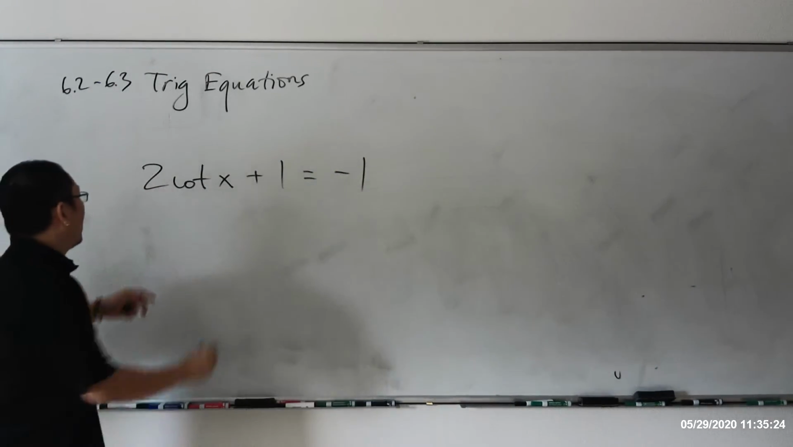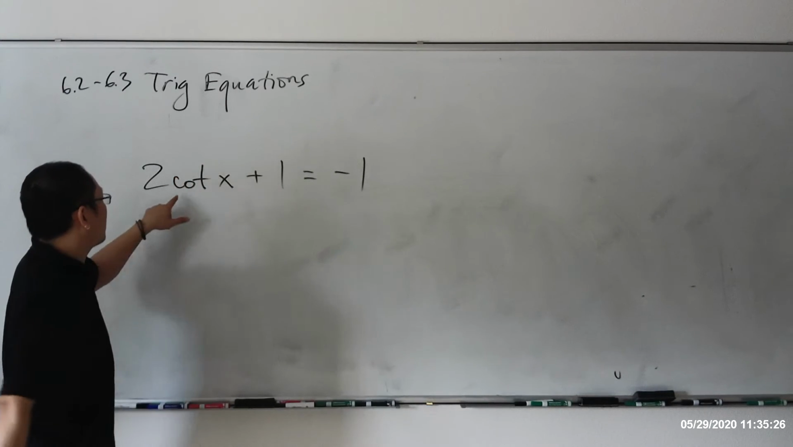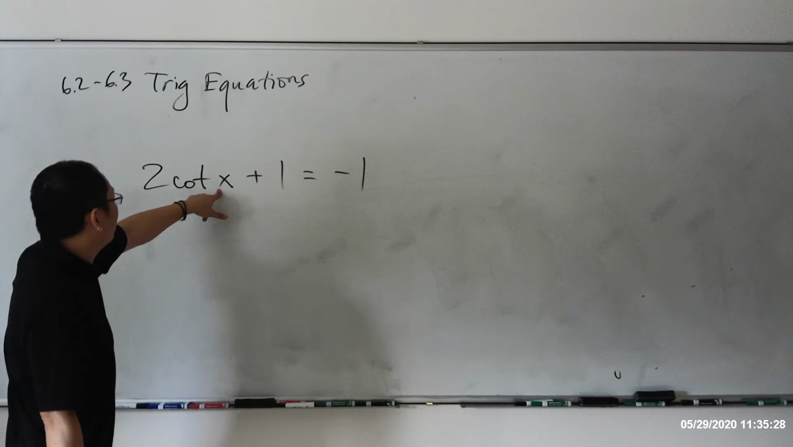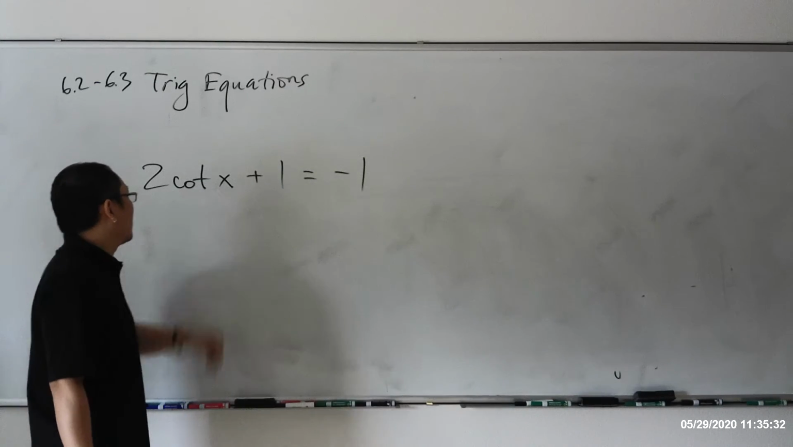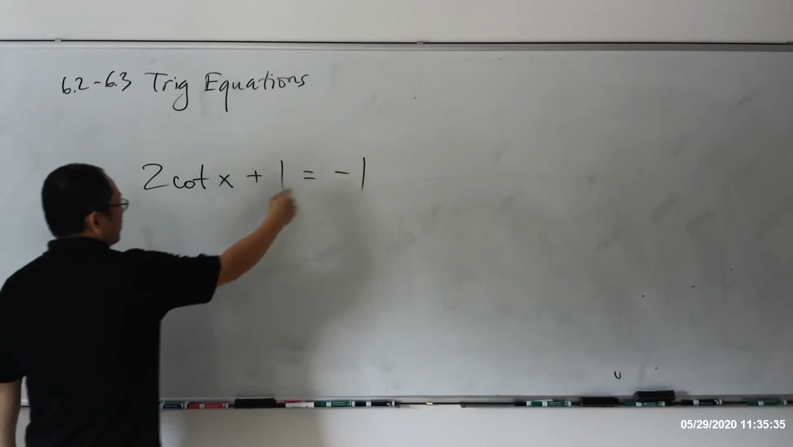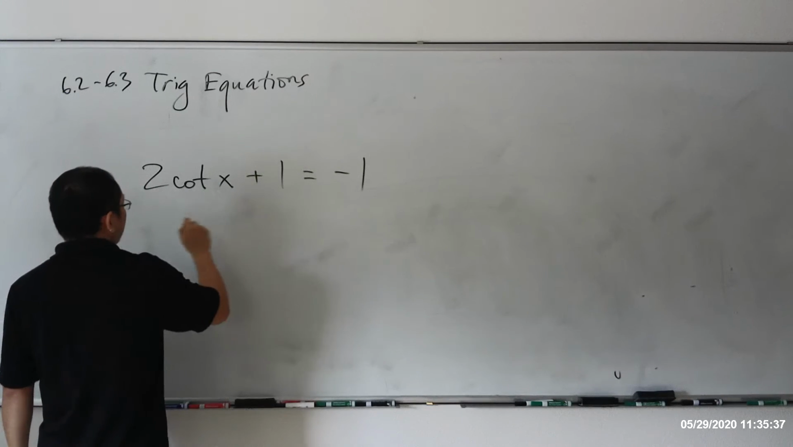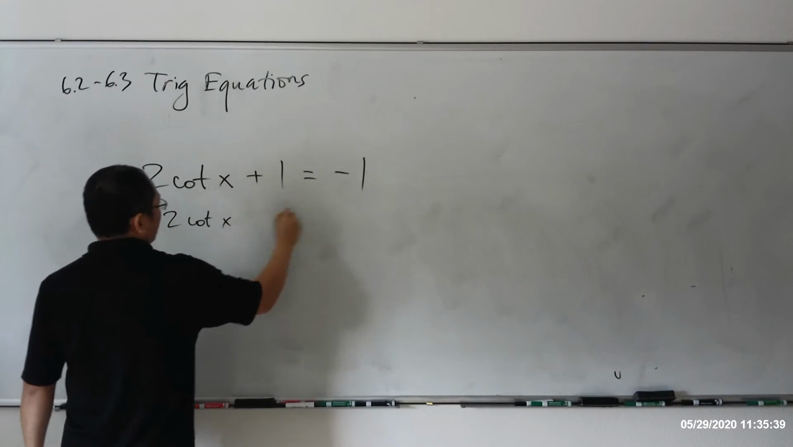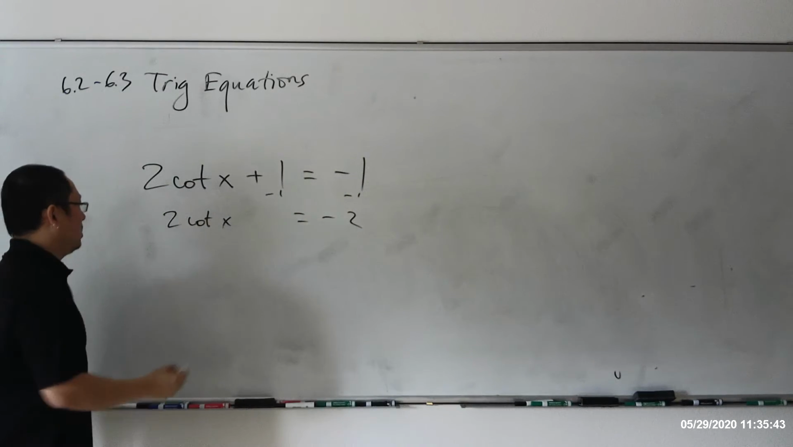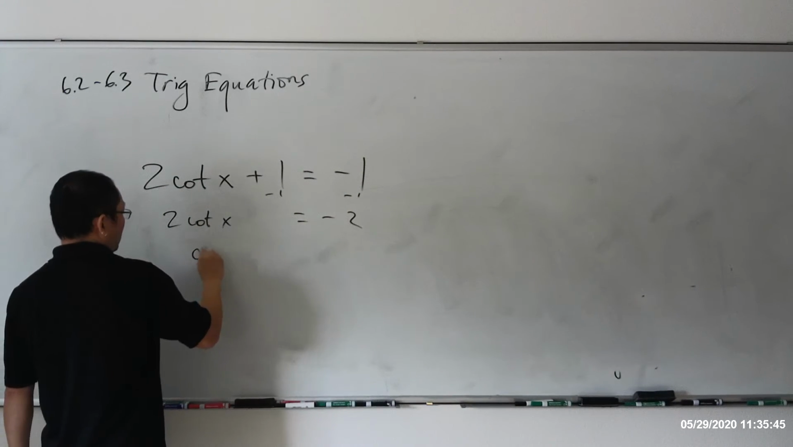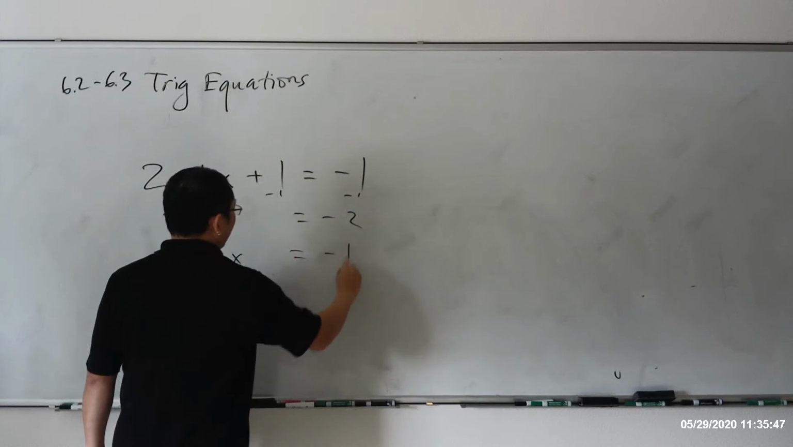What I see in here, I only have one trig function, which is cotangent, and the angle is simple, just x, no double, no half angle, nothing. So I can isolate the cotangent on one side. Subtract the 1 on both sides. I got 2 cotangent of x equal to -2, -1 here, -1 here. And then divide both sides by 2, I got cotangent of x equal to -1.